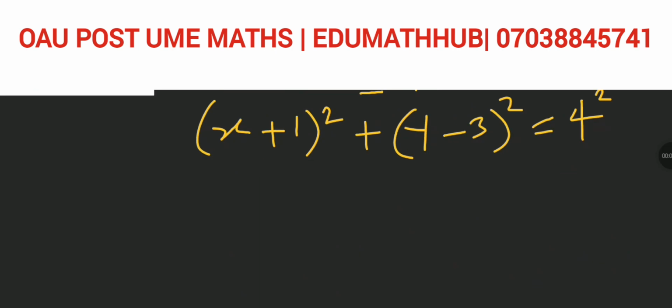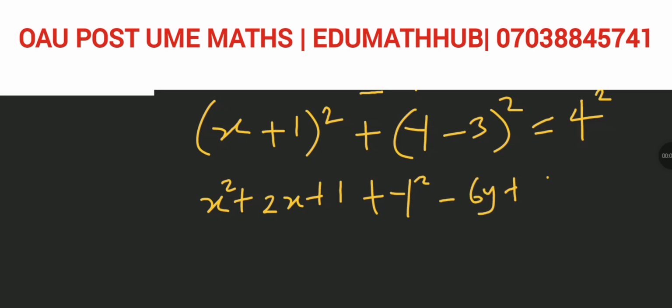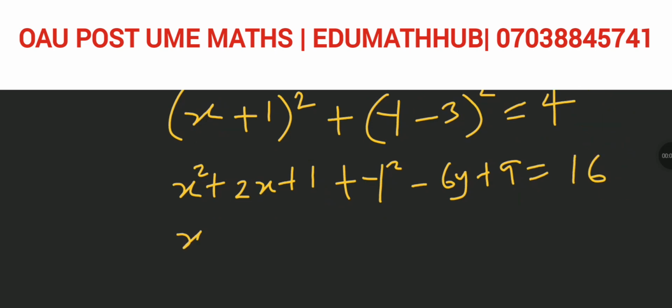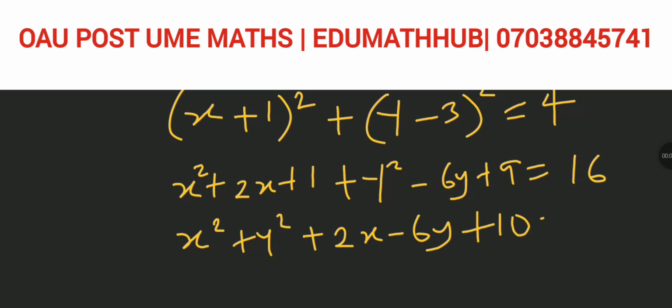If you expand this part, you're going to get x squared plus 2x plus 1, plus, then you expand here, you're going to get y squared minus 6y plus 9 is equal to, now 4 squared is 16. If you break it down further, you're going to get x squared plus y squared plus 2x minus 6y. Then 1 plus 9 will give you 10, plus 10 is equal to 16.